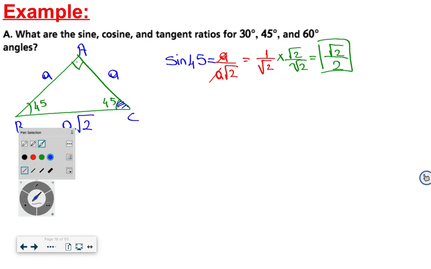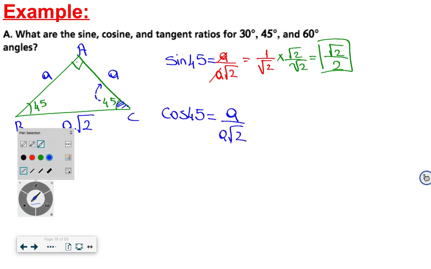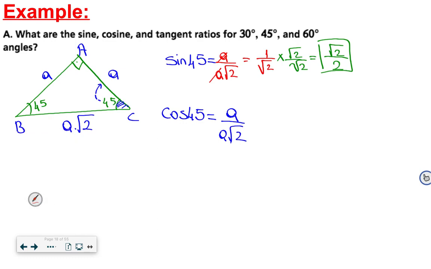Next one is cosine 45. In the cosine function, you can find the ratio by adjacent side over hypotenuse. Adjacent side of the 45 is A over the hypotenuse is A radical 2. When you simplify this, you will find 1 over radical 2. Remember that we don't leave the denominator with the radical sign. This is the reason you are going to multiply both numerator and denominator by radical 2. Then you will find radical 2 over 2 is your answer.